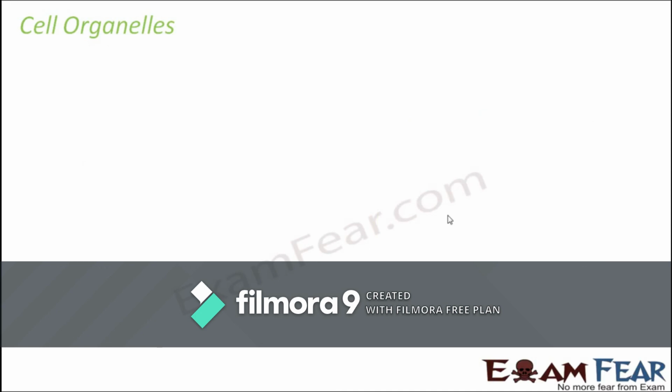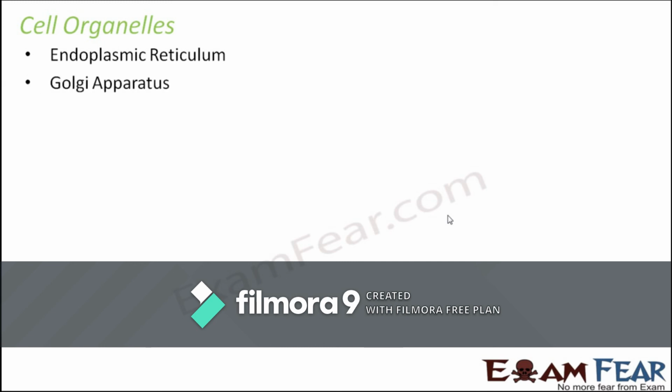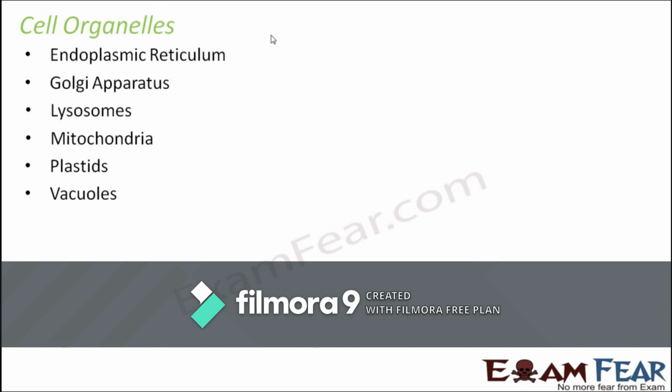Now what are the cell organelles which are present inside the cell? The important cell organelles are endoplasmic reticulum, Golgi apparatus, lysosomes, mitochondria, plastids, vacuoles. So these are the important cell organelles. Here we will not get into the detail of each of these, but at least I will introduce you to the cell organelles, what each of these is and what their functions are. But the detailed structure of each of these, we will take up in our higher classes.